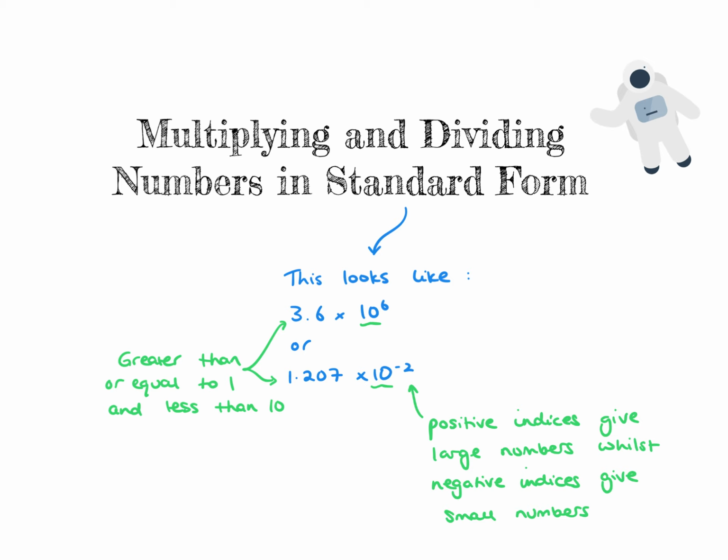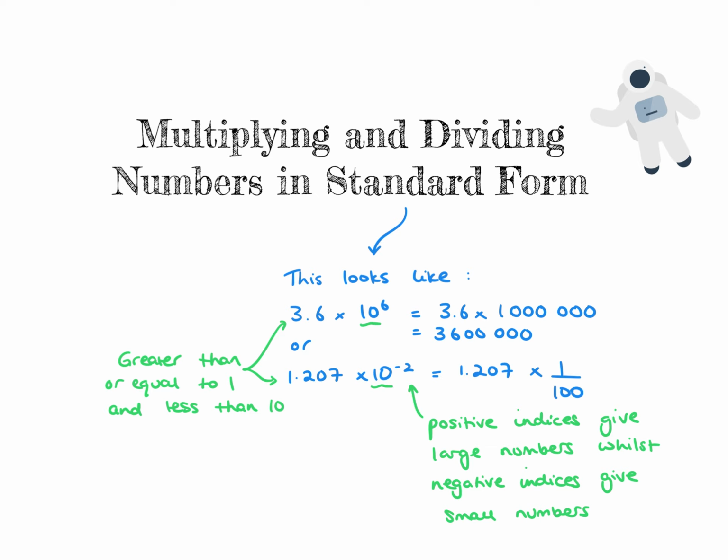So take 3.6 times 10 to the power of 6, for instance. 10 to the 6th power is 10 times 10 times 10 times 10 times 10 times 10, which is the same as 1 million. So this is actually 3.6 times 1 million, which is equal to 3,600,000.